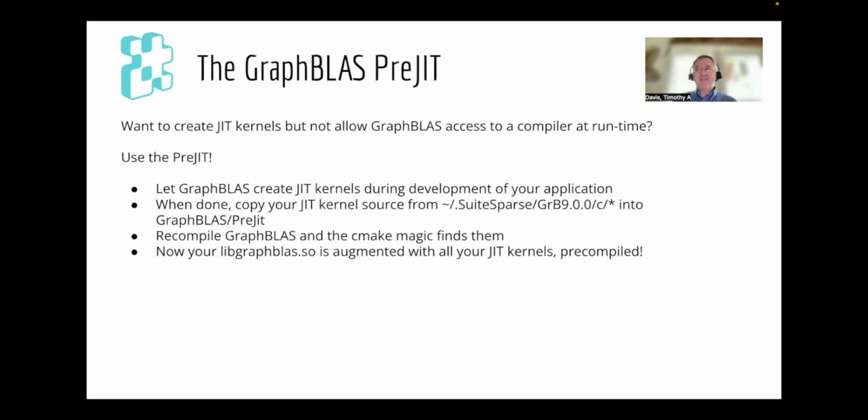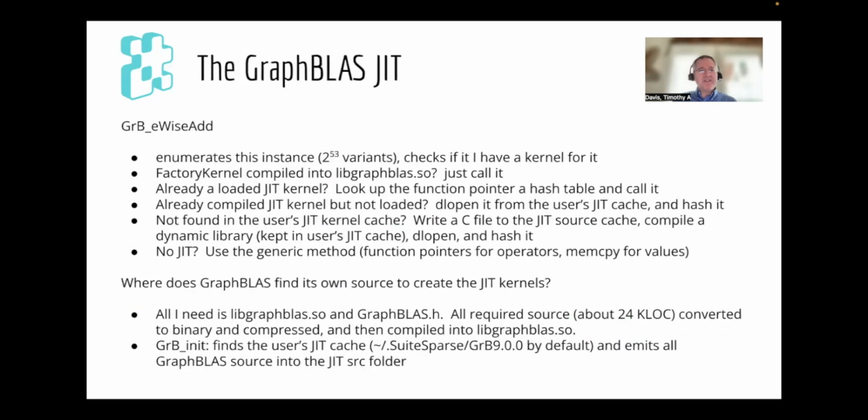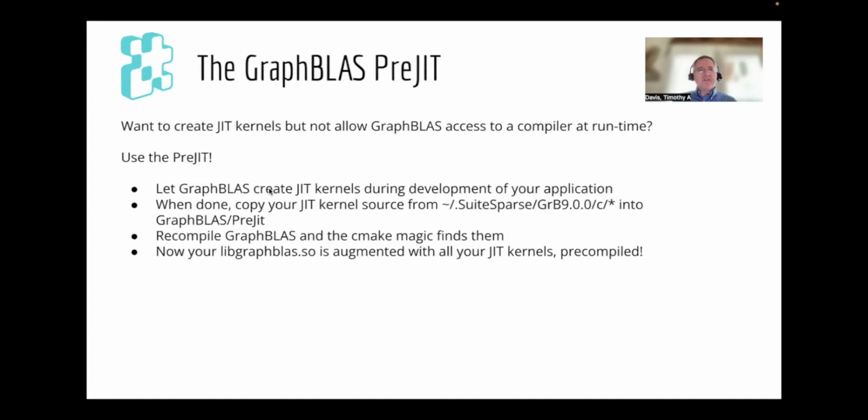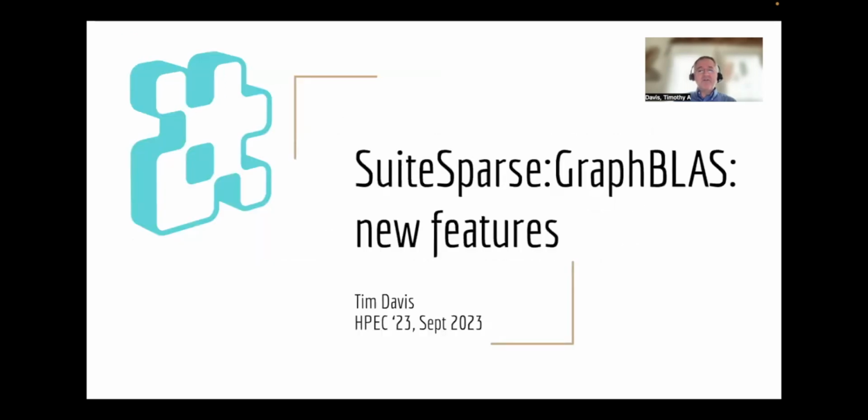And so now in this process of looking for kernels, I will find them. They'll be pre-hashed. GrB_init then pre-hashes them. It won't be a factory kernel, they're JIT kernels, but they'll be treated as if they were already loaded JIT kernels, which is how the pre-JIT is treated right here in this third bullet. So that's the GraphBLAS pre-JIT. It allows you to have a very compact GraphBLAS library. So those are the main new features since HPEC'22. And thank you for your attention.